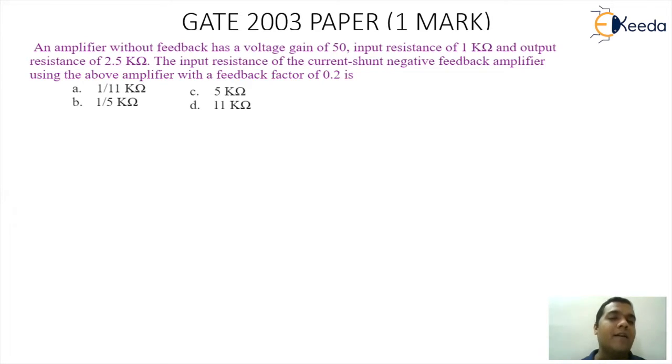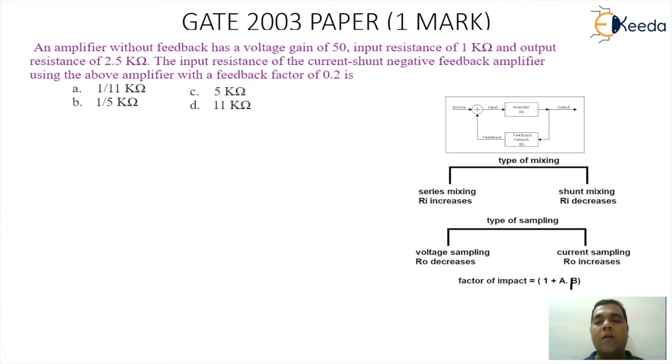Let's have an elaborate discussion to get a solution. Now we are trying to discuss the type of mixing. Whenever we go for series mixing, the input resistance will increase, and whenever we go for shunt mixing, the input resistance will decrease. On similar lines, for sampling, if it's voltage sampling, the output resistance decreases, and if it's current sampling, the output resistance increases. Since this is current shunt feedback logic, it is as good as current sampling and shunt mixing. So it has to be input resistance decrease and output resistance increase.